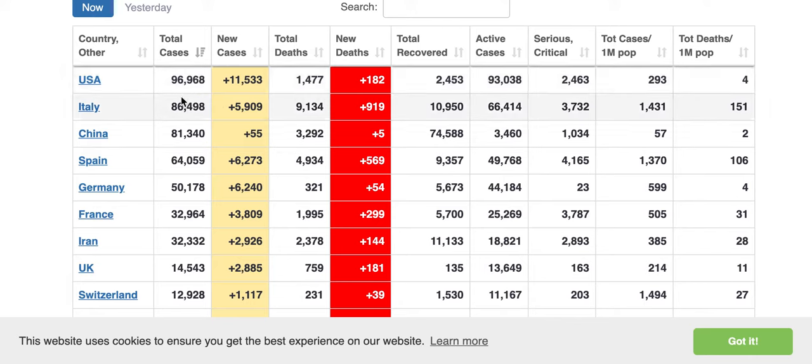Last night we just beat China. Yesterday we were at 80,000 cases, and now we're at 96,000 cases just between yesterday and today. So we had 11,000 cases just in a day, and we are the number one with this virus right now.